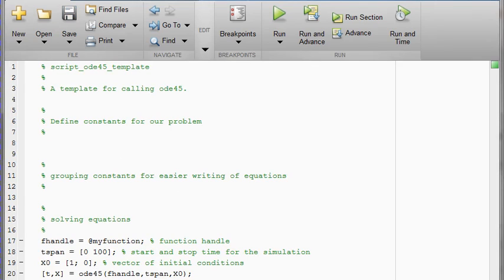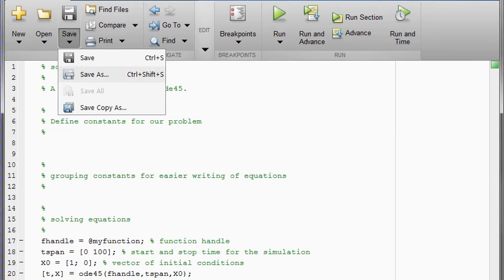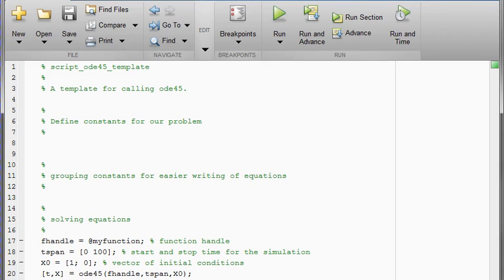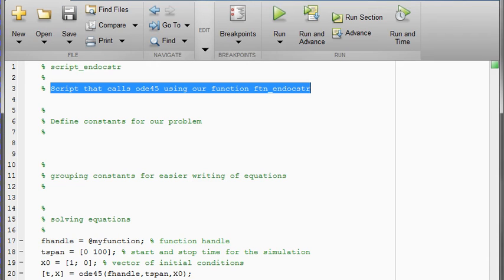So now that we have our function saved, let's switch over to the script file, which we'll call ODE45, using that function. So the first thing I'm going to do is save this as a new file. I'm going to call it script_ODE_CSTR. And just as is my habit, this first comment here on the first line of the script, I'm going to have that match the name of the file. And in addition, I've also changed this third line here, which is a comment that describes what the script is for.